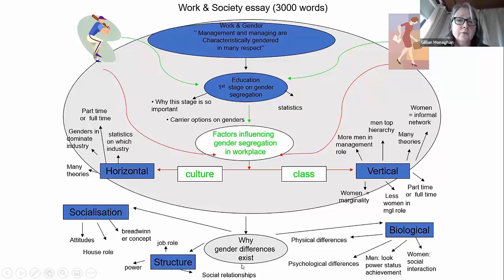Why gender differences exist: biological differences. Women are more likely to take a break from work to have children than men. But there are structural differences, there are socialization differences.